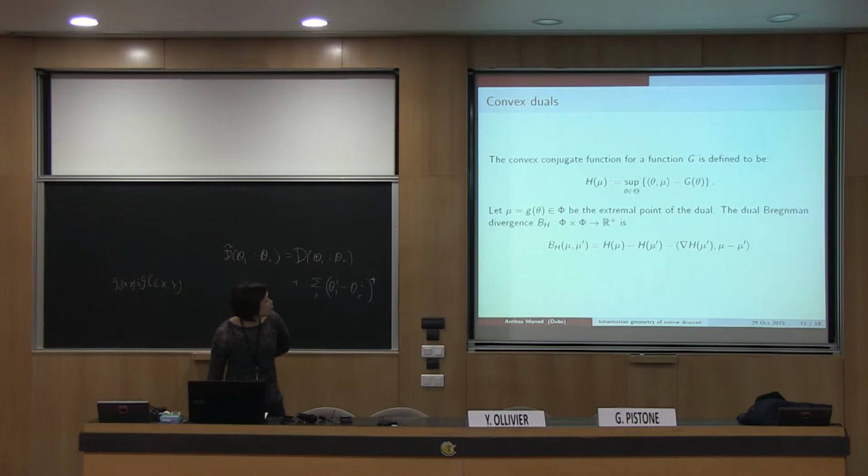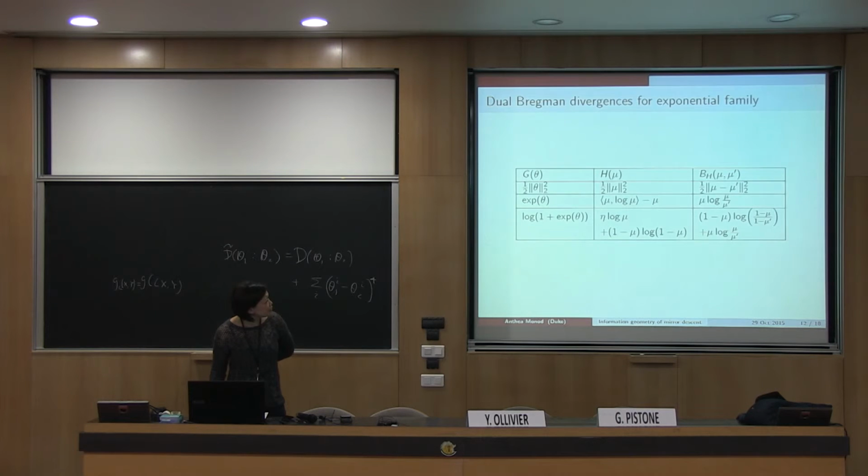The proof relies on looking at the convex duals. If we're looking at the convex conjugate function for G, then we can look at the extremal point of this dual, and the dual Bregman divergence is defined by this expression here, which depends on this convex conjugate function. For the exponential families, the convex conjugate functions and the dual Bregman give very nice expressions, which depend upon the normal, Poisson, and Bernoulli again.